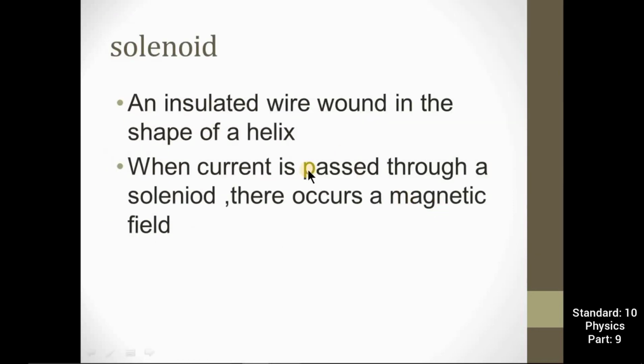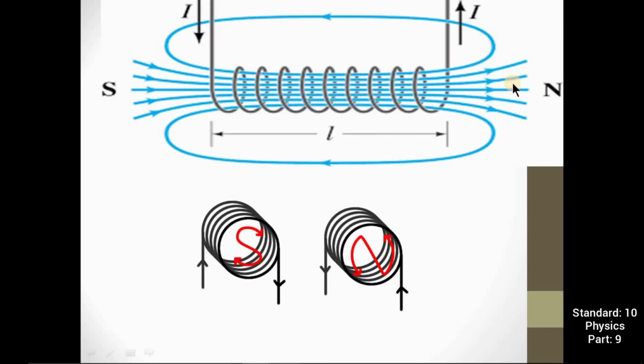Now, the next topic is the solenoid. This is the continuation of the loop. Like a loop, a solenoid is an insulated wire wound in the shape of a helix, round, round, round. When a current is passed through it, there will be a magnetic field. So, this is a solenoid. I am passing current through it. A magnetic field is caused. There will be a south and a north.